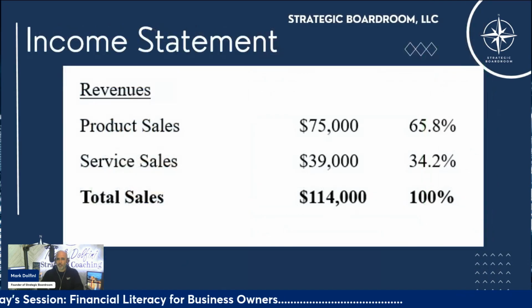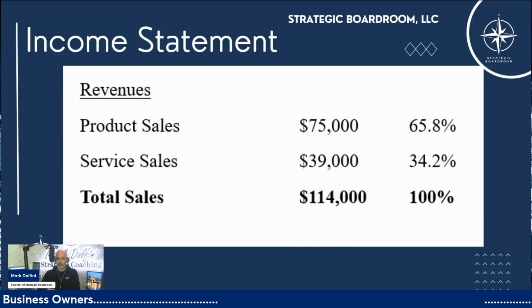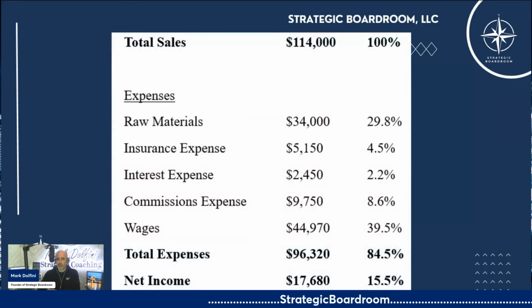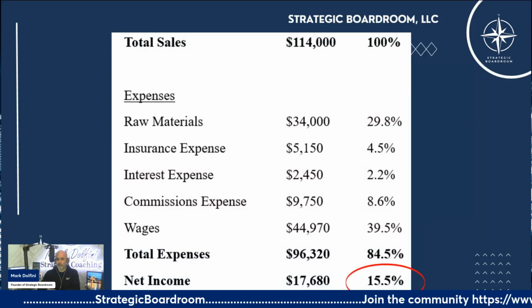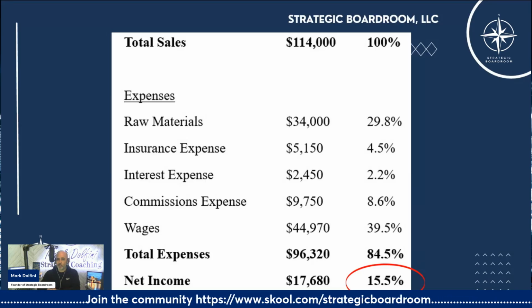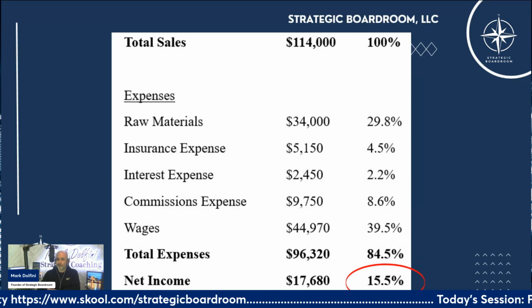So again, if we're looking at our revenues, we've got the 75,000 divided by 114, which is 65.8% of total sales. On the expenses, we do the same thing, but down at the bottom, our net income is 15.5%. That is known as a profit margin. So for every dollar that we make, we get to keep 15.5 cents. Just keep that in mind.